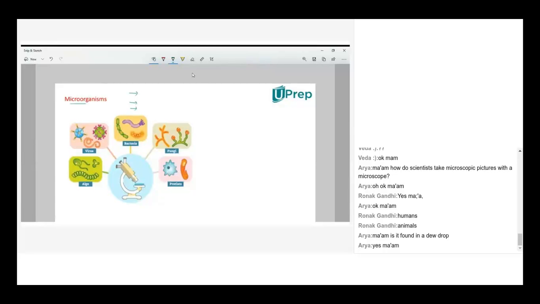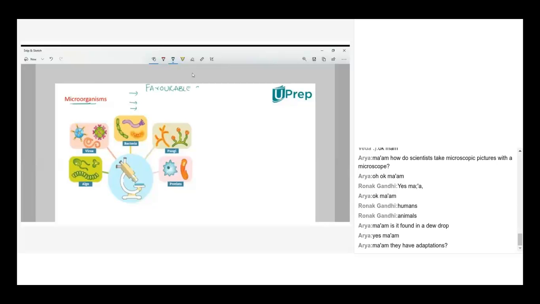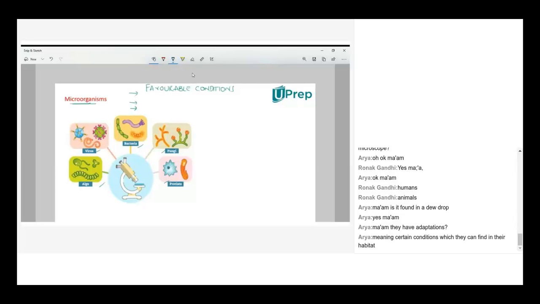Microorganisms generally will grow under favorable conditions. We use the word favorable. What does it mean by favorable conditions for microorganisms? For example, adaptations. Yes, of course they have adaptations. We'll see in detail when we get in about each and every organism. Here we are trying to give a general concept regarding all microorganisms, whether it may be a fungi, a bacteria, a virus, algae, or some other protist. So all the organisms we are calling microorganisms, and I'm giving a general account.